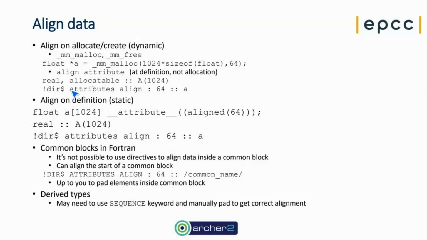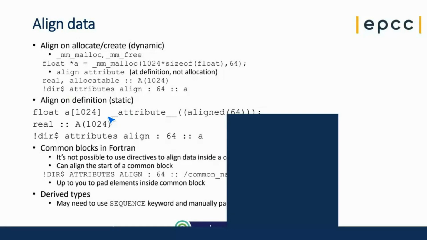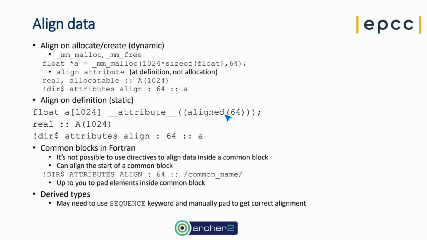In Fortran, we can also have the align attribute. So if we have an allocatable array, we can say, okay, when you allocate the array, please allocate it in such a way that it's aligned to a 64-byte boundary, for example. For static arrays, there's different syntax for C, and basically the same syntax as for allocatables for static arrays in Fortran.